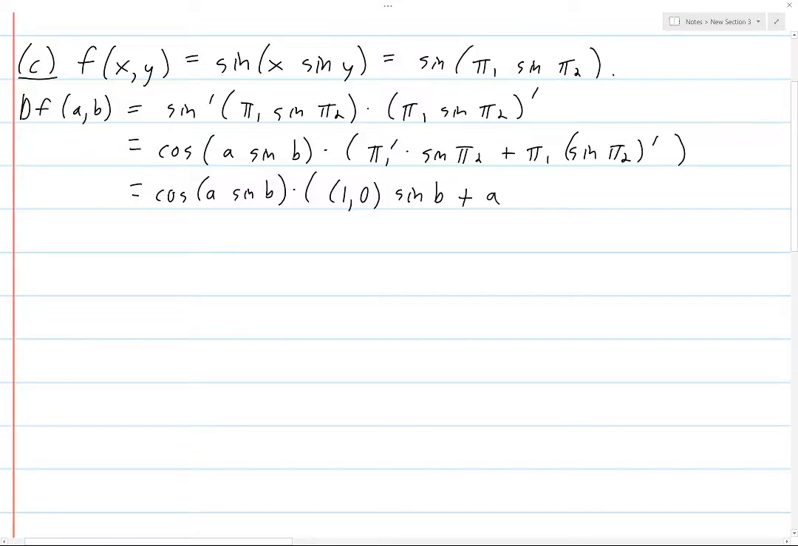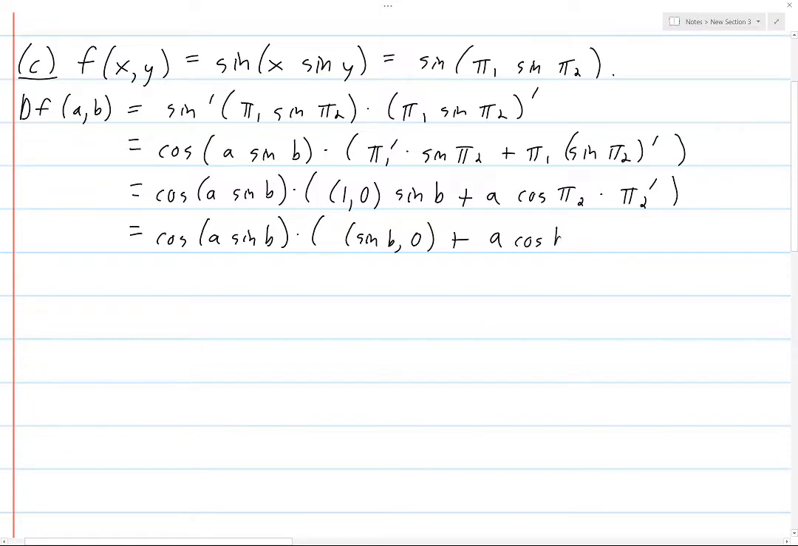Now when we take the derivative of sine of pi 2, it becomes cosine of pi 2. Here, I'll just write it out. Instead of breaking it up into two steps, you use the chain rule here and you get cosine of pi 2 times the derivative of the function pi 2. So this is going to be cosine a sine b times, now we've got sine b comma 0, plus a cosine b times (0, 1).